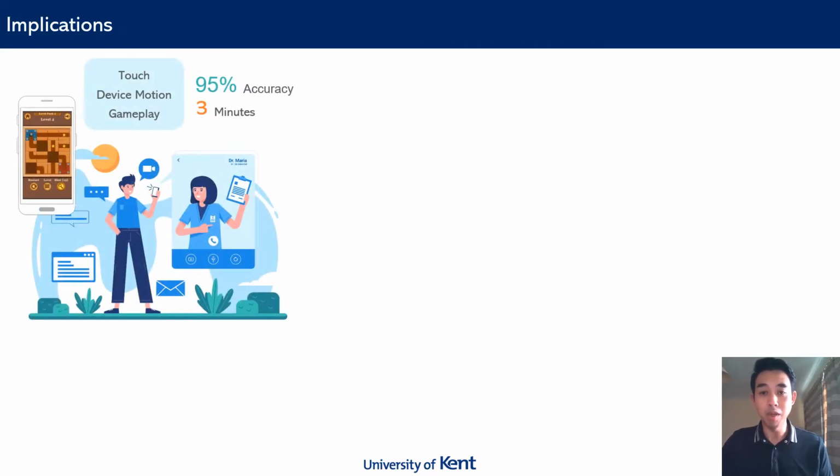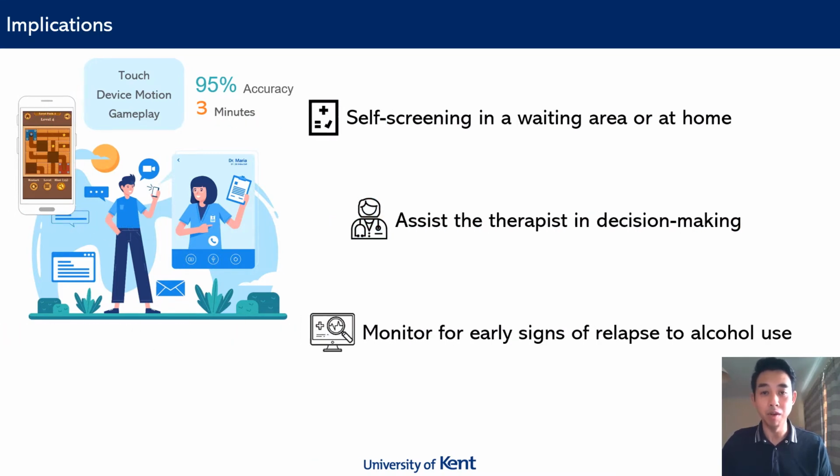One possible implication is that our game-based measure could help facilitate brief self-screening in the waiting area prior to seeing the doctor. The result from the measure could assist the therapist in decision-making and planning for further examination. In addition, patients may be prescribed the mobile game-based screening application to monitor for early signs of relapse to harmful alcohol use.